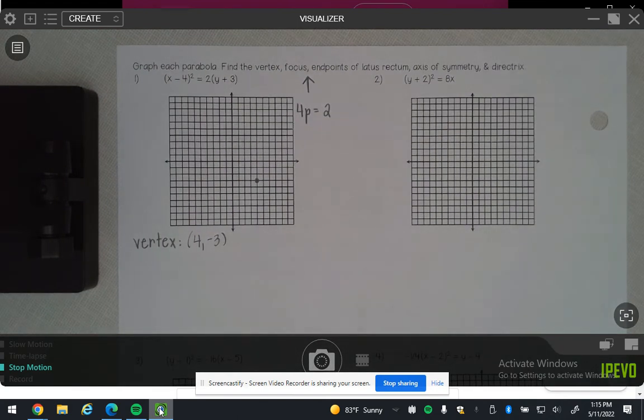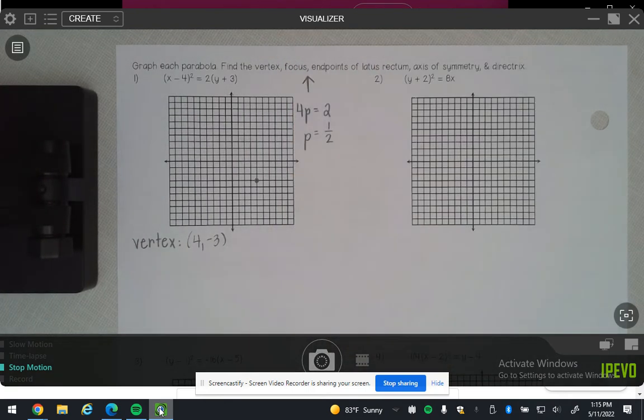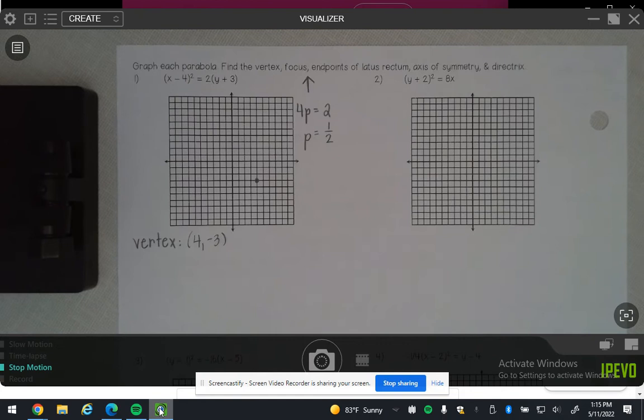Solve for p. So p equals what? 2. P equals 1/2, right? I thought you divided by 4. Yeah, I know, 2 divided by... Don't worry, you're right. I'm sorry. You're right.